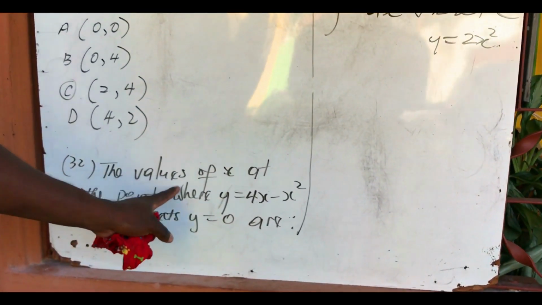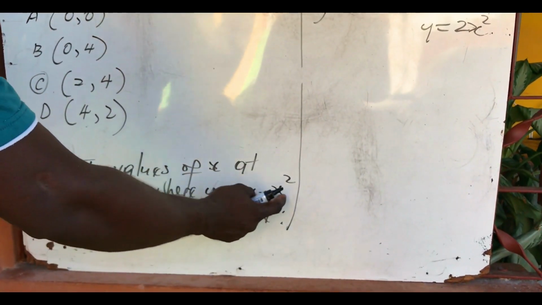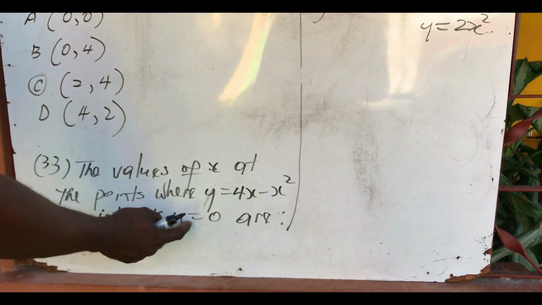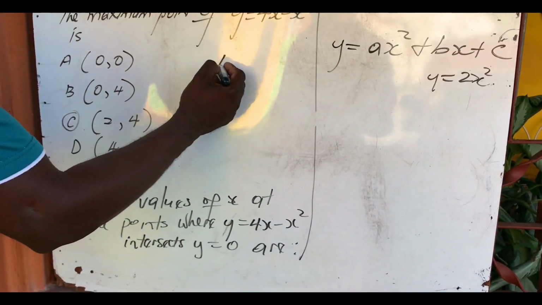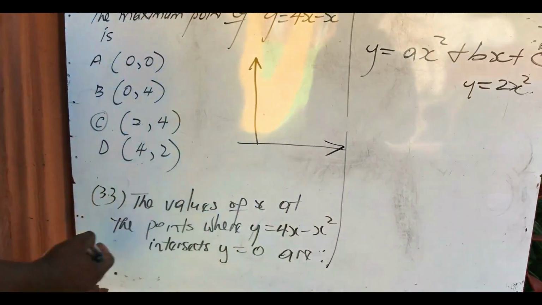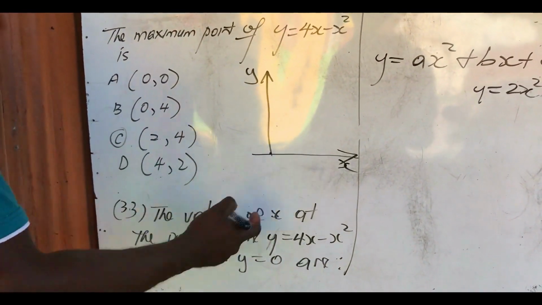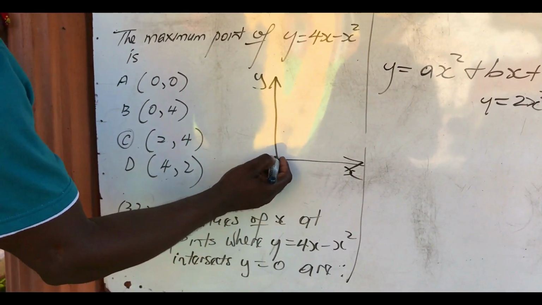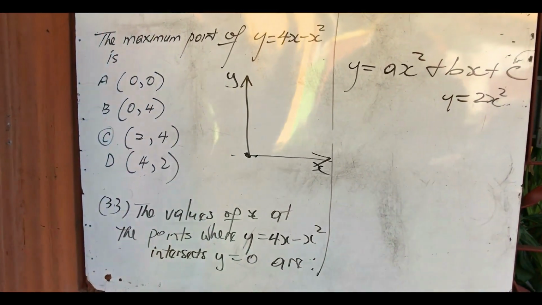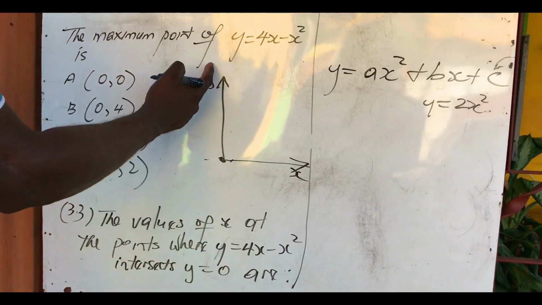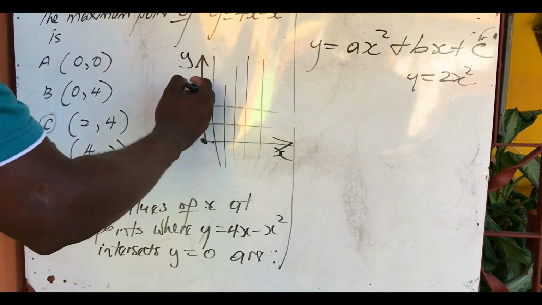Number 32. The values of x at the points where y equals 4x minus x squared intersects y equals 0 are... Now, what I want you to understand is when you draw something like this on your graph sheet, or even on any plain paper, this is not a graph. This is simply representative of what you call a Cartesian plane or a coordinate plane, in which you have a y-axis and an x-axis, and then you will have a grid on which you would basically plot your points.